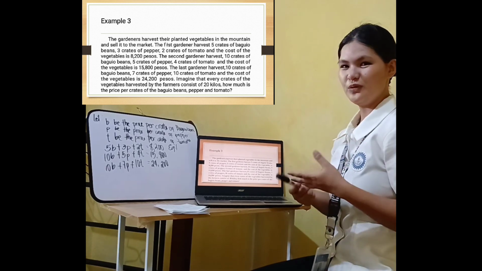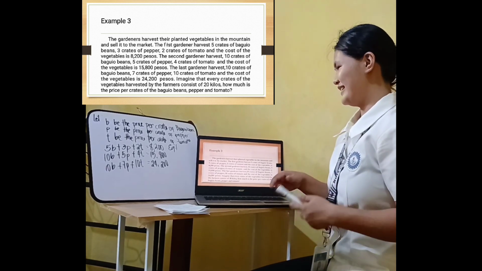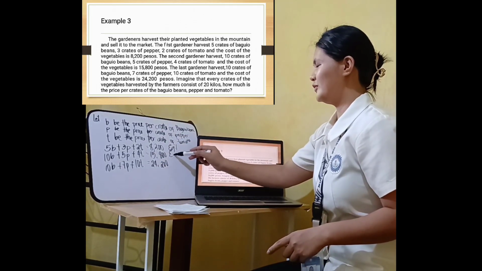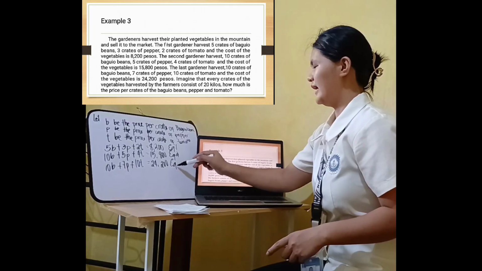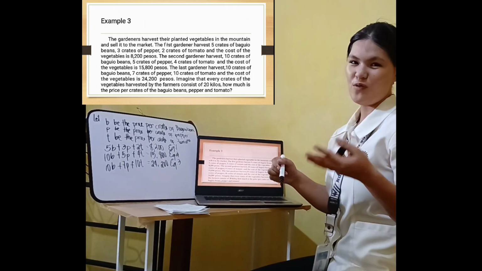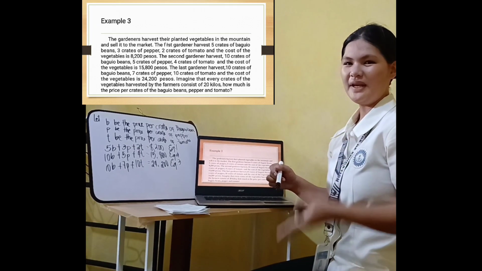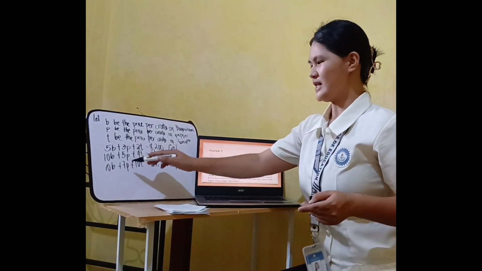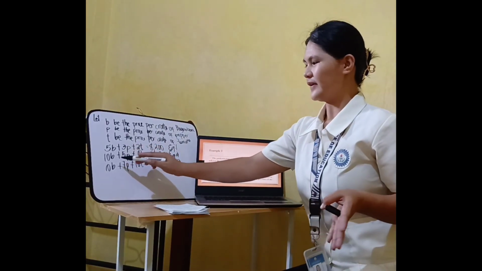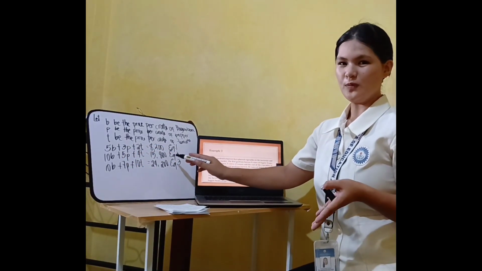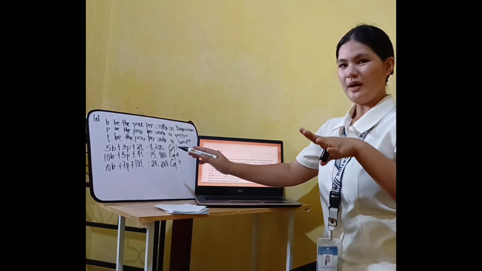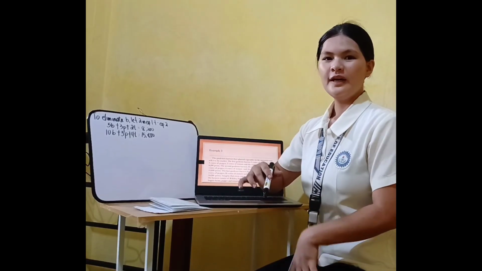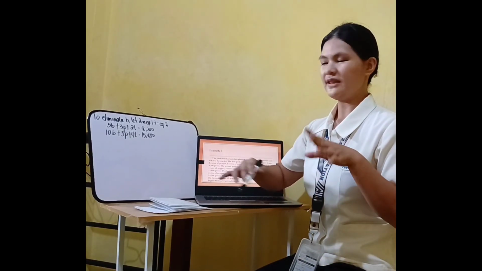What are we going to do next? Okay, so after formulating equation 1, equation 2, and equation 3, we are now going to proceed to the elimination method. In the elimination method, we are going to eliminate B first in equation 1 and equation 2. Second, we are going to eliminate B again in equation 2 and equation 3. So again, we are going to eliminate the variable B.